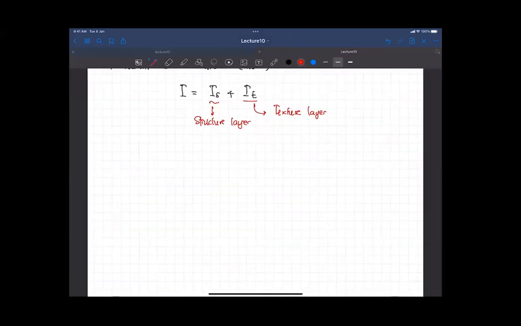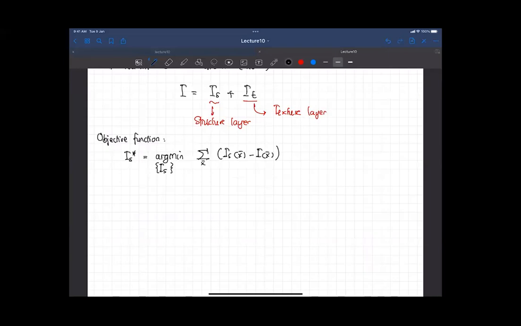Okay, so that's the goal: how we can correctly split the image into these two layers. But we want to have an exact definition. What is I_S as well as I_T mathematically? So the objective function here is that we have I_S star, which is the predicted structure layer. We define the structure layer to be something that is smooth. So we want to minimize this objective function based on I_S. We try to find the correct I_S for every pixel, here pixel x. And I_S(x) minus I(x). x here is actually a vector because it is x and y. And we have a square here. So this is a quadratic function, a convex function.